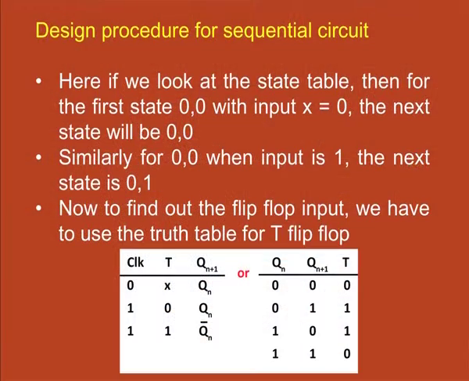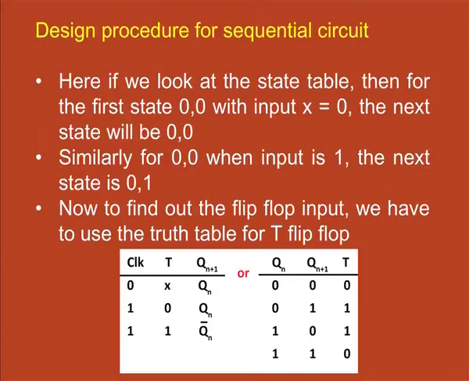If we look at the state table, then we can see for the first state 0 0 with input x equal to 0, the next state will be 0 0. Similarly, for 0 0 when the input is 1, the next state is 0 1, which is the typical kind of information that one can get from the state table.